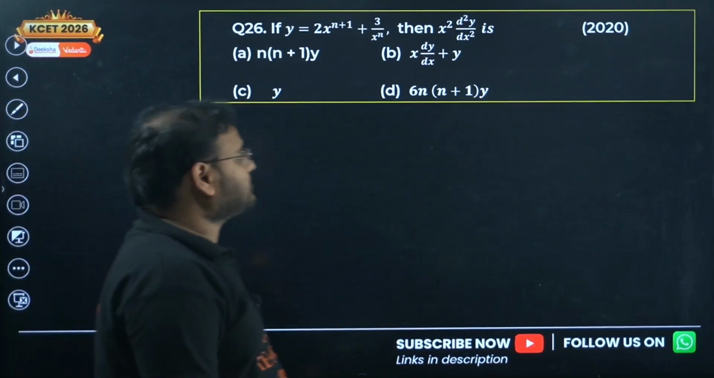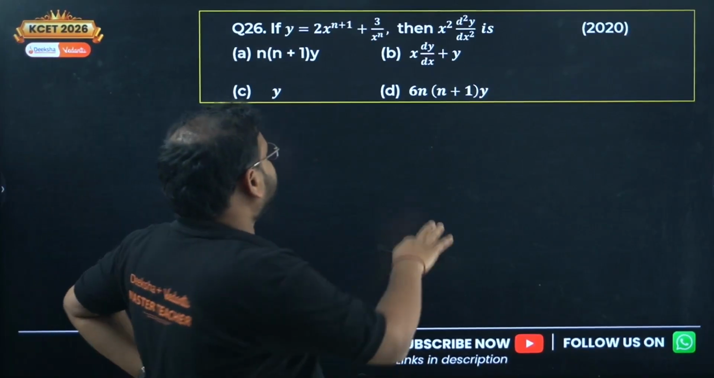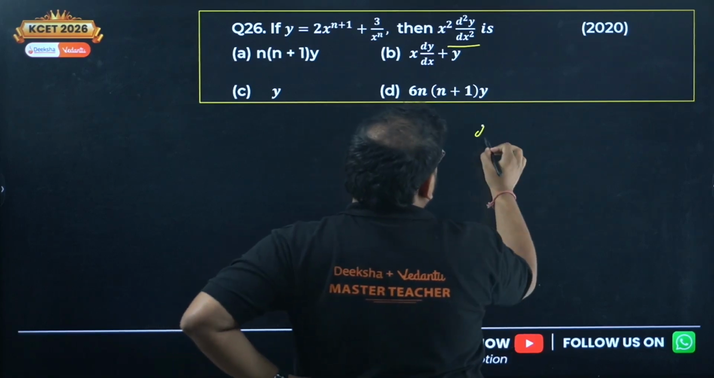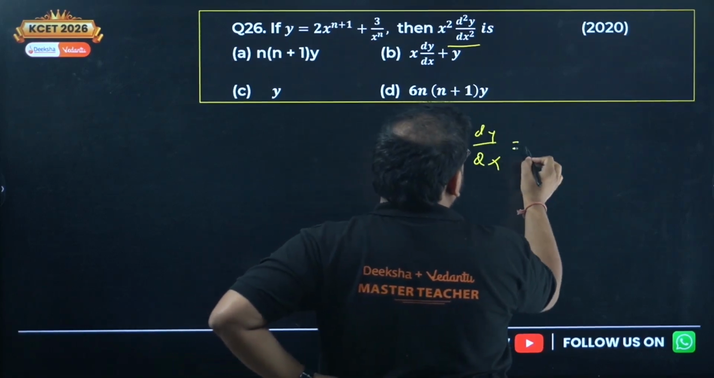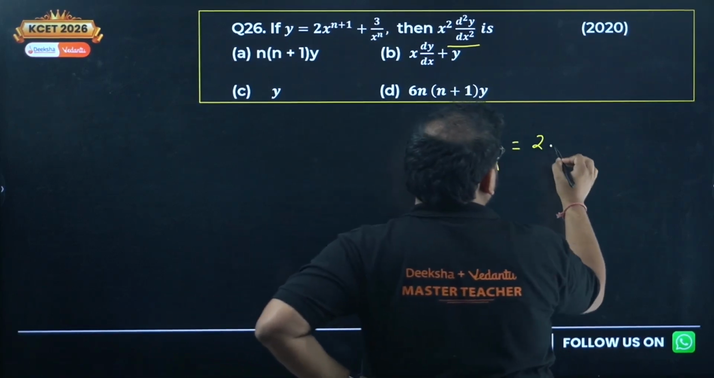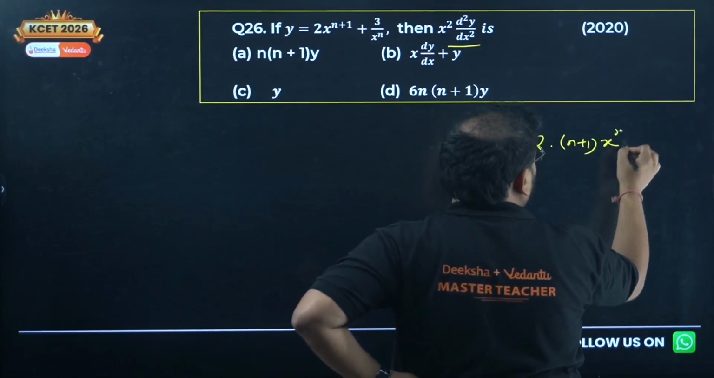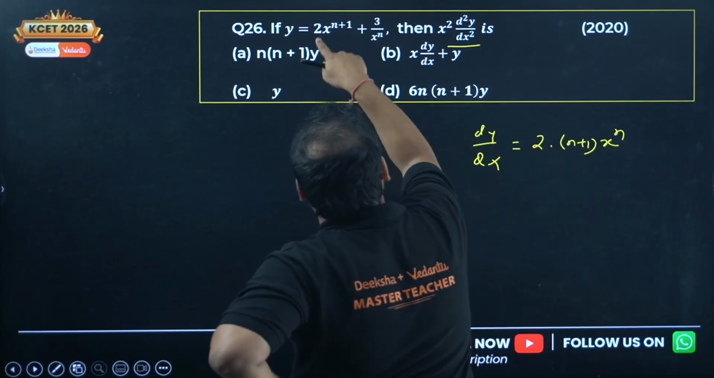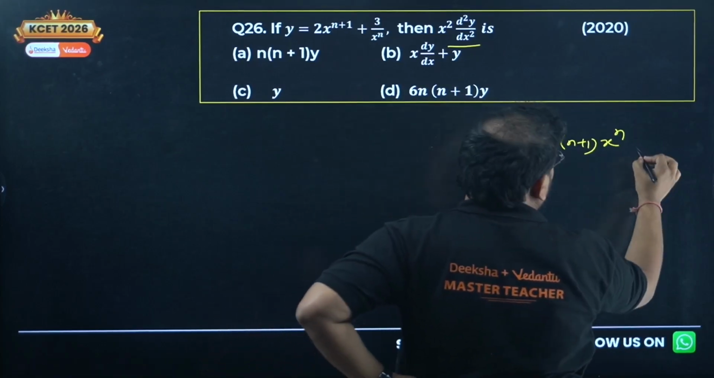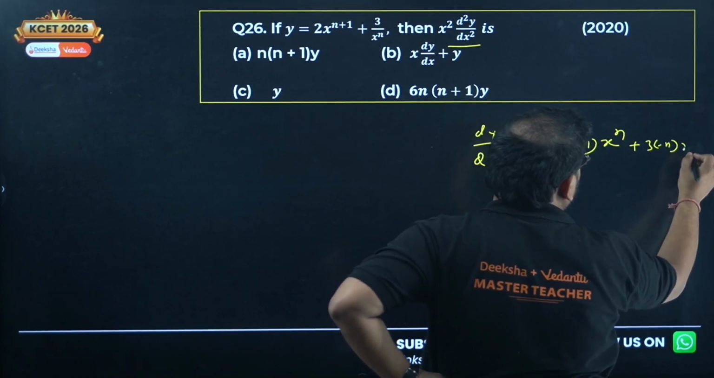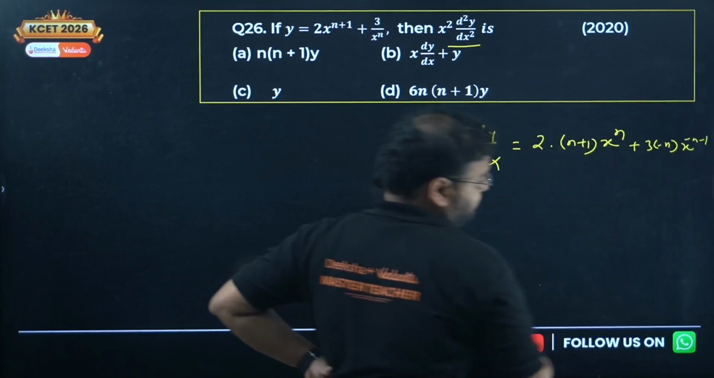26th. How do you solve this question? Differentiate and get this form's value. Differentiate then. Let's find dy by dx first. For this, you'll have 2 as it is. Derivative will give me n plus 1 in front. X power, I'll have 1 less value. So n plus 1 minus 1 will be this only. And you'll have for this, please check, 3 as it is. You'll get minus n, x power minus n minus 1.